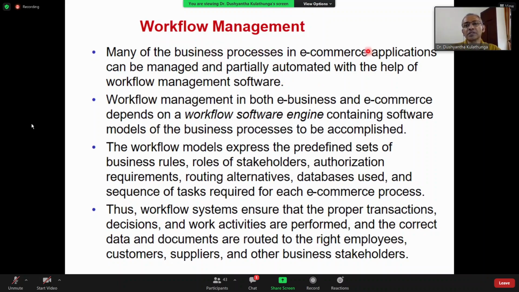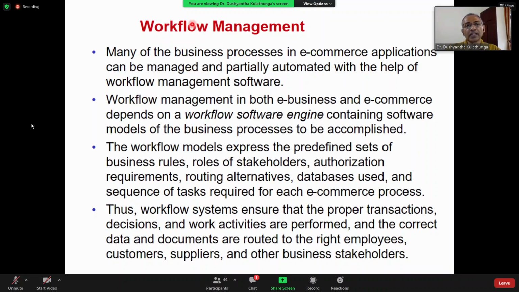Now, many of the business processes in an e-commerce application, which can consist of a number of business processes, can be managed completely or partially with the help of workflow management software. So we will see how we can utilize workflow management software to manage the particular business processes.